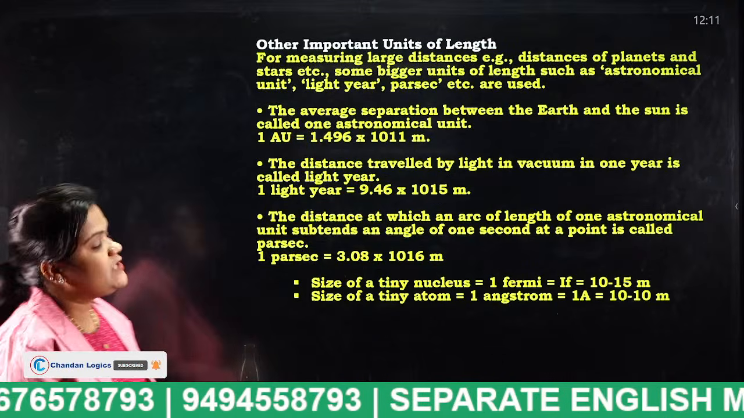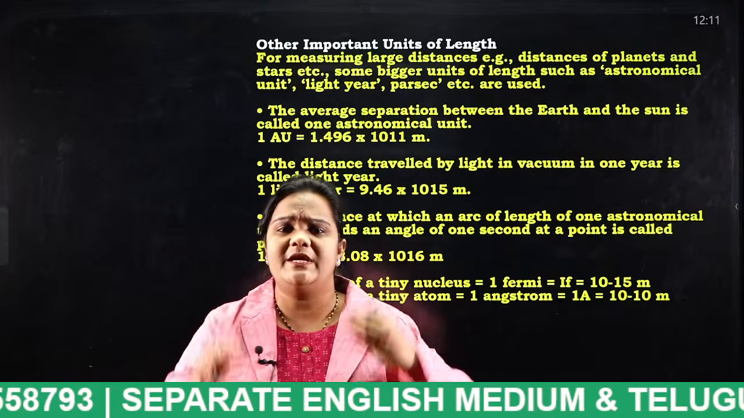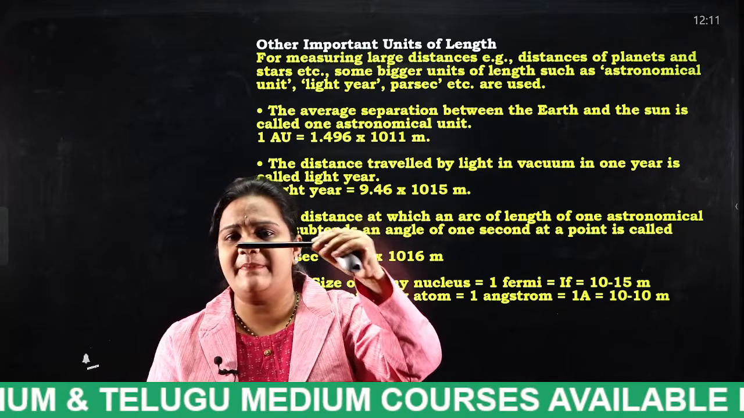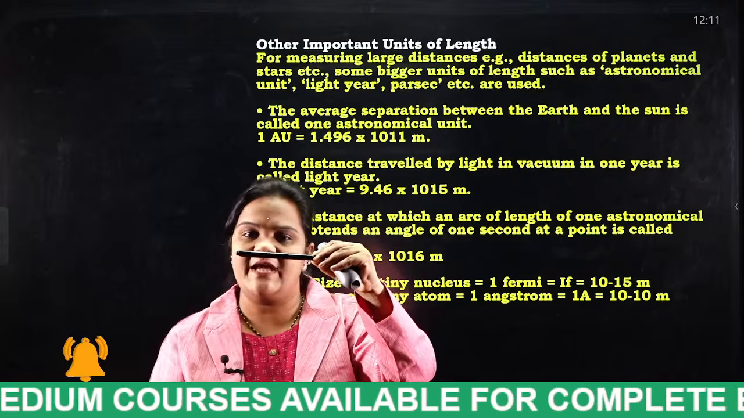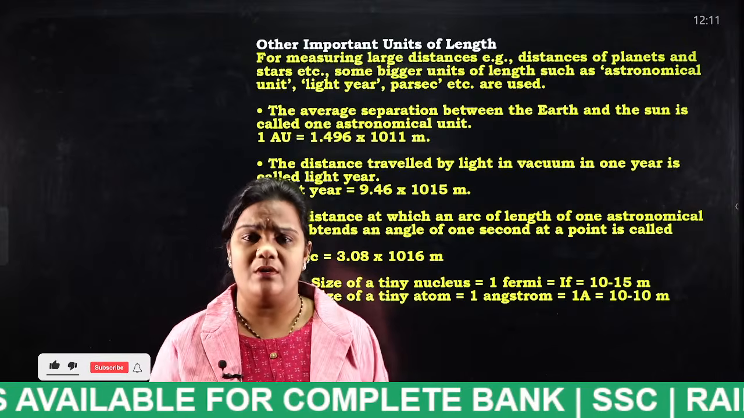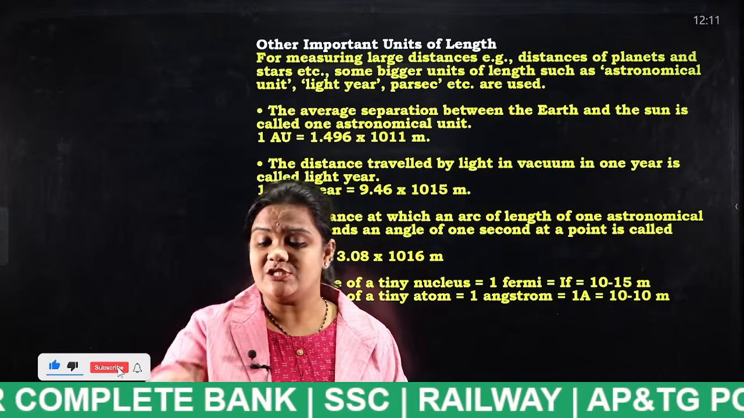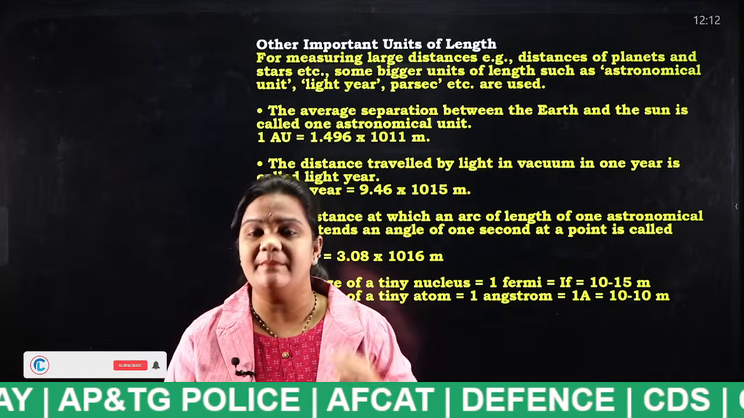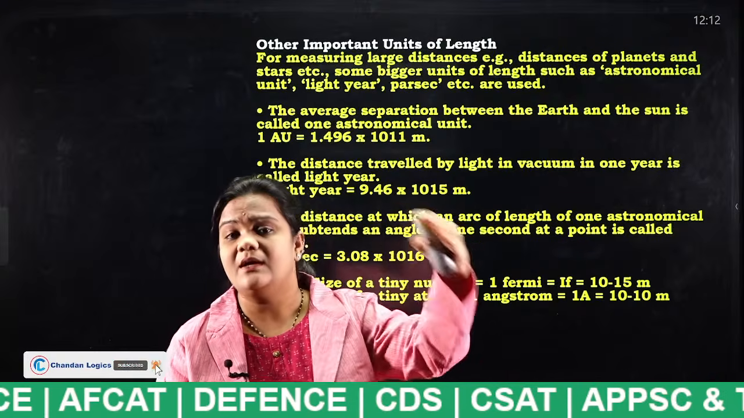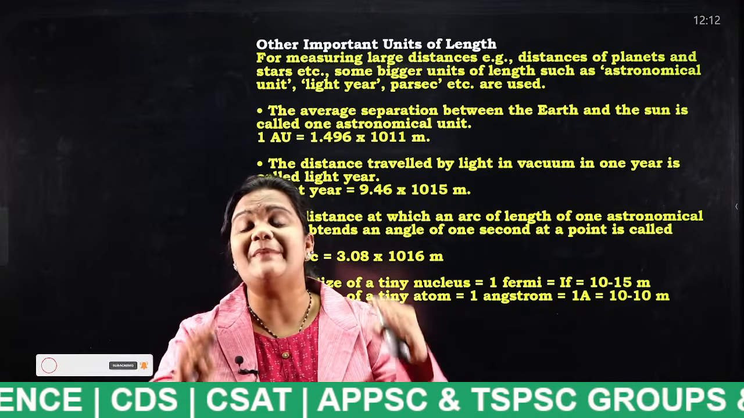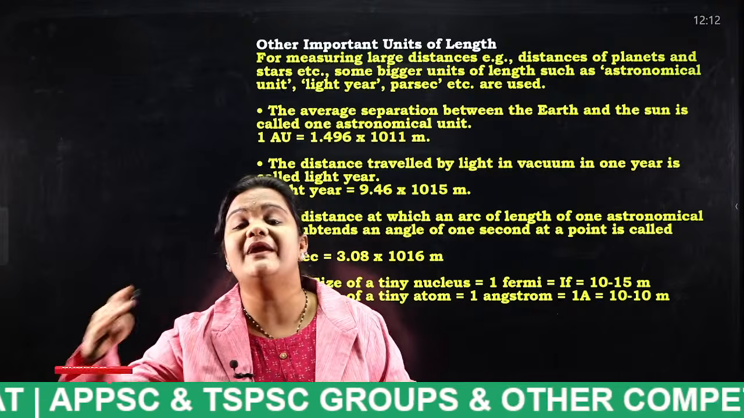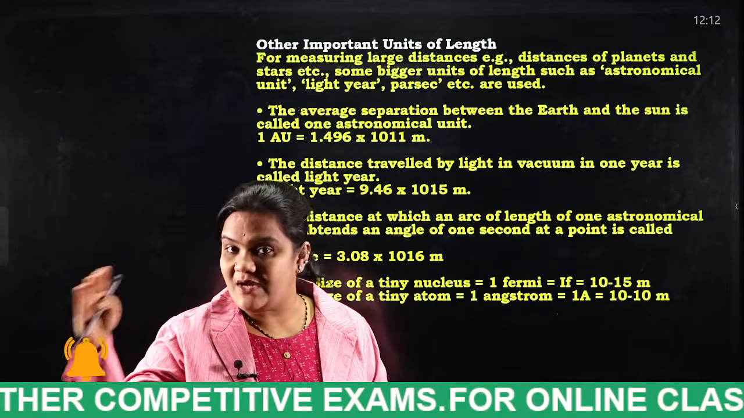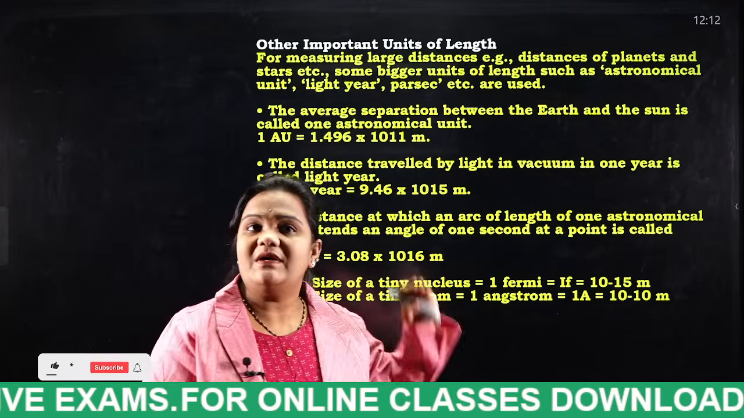Other important units of length. For a smaller object, like this digital pen, I can measure it with the help of a scale. For example, I want to measure the distance between the earth and the sun. Can we use the unit meter? No. So in those cases, we have different types of length units. What are those? We will discuss now.